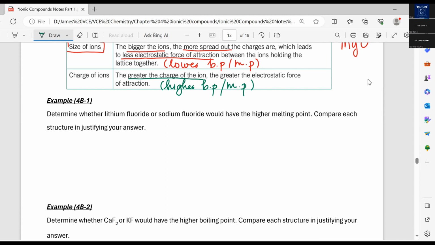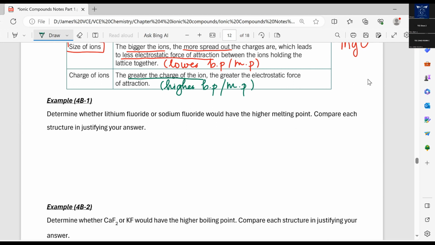But on the fluorine side, it's the same size. In terms of charge, fluorine is also minus. So the lithium is plus, sodium is also plus, and fluoride is minus. So they have the same charge, but lithium has a smaller atomic size, right? So a smaller atomic size means the higher melting point is lithium fluoride.